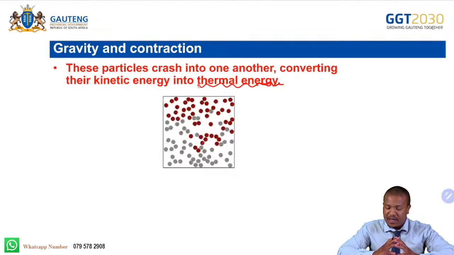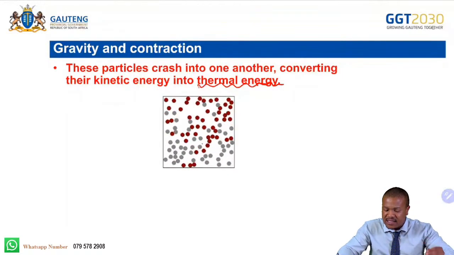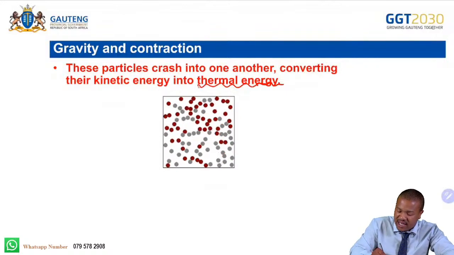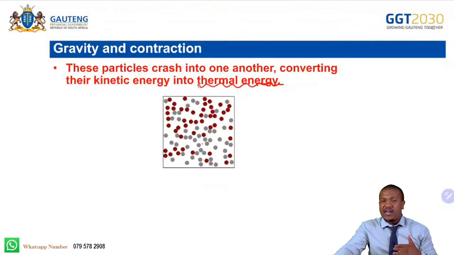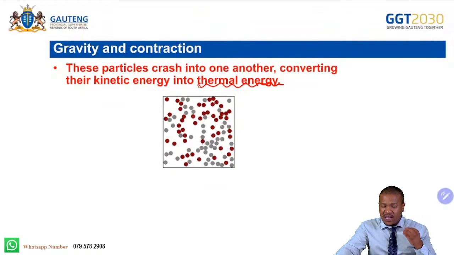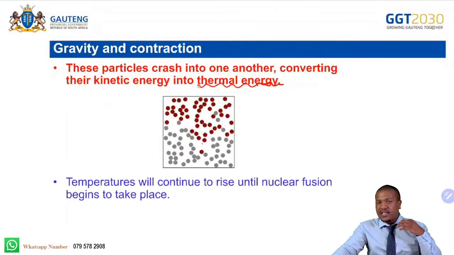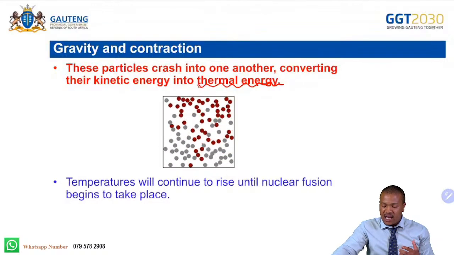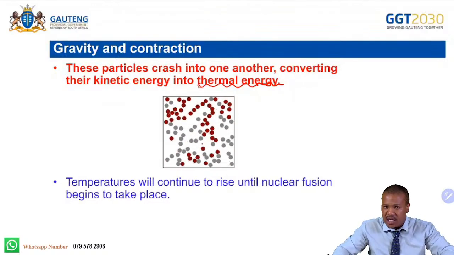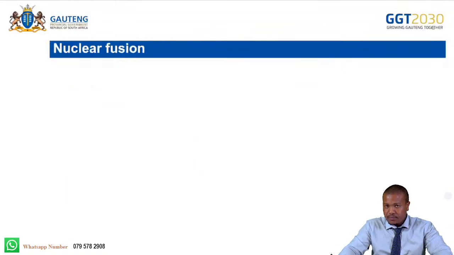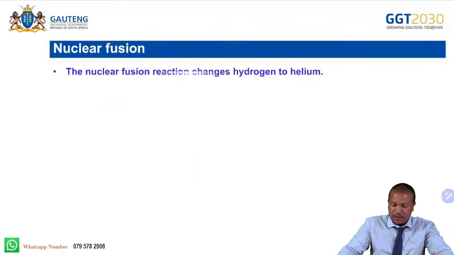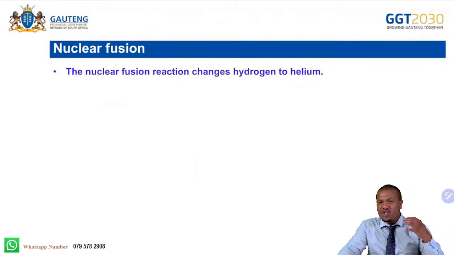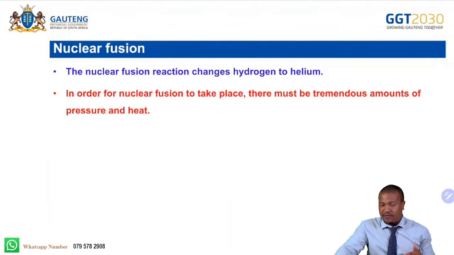There's a lot of bumping or crashing into one another by these gas particles, right? As you can see, they are in motion. So their motion, or their kinetic energy, is now converted into thermal energy, right? As it heats up, the temperature will continue to rise until nuclear fusion begins to take place in the process, right? So nuclear fusion, it changes what? Hydrogen to helium. Nuclear fusion is the one that keeps the stars going, that keeps the star in its main sequence, or that keeps the star alive, right?